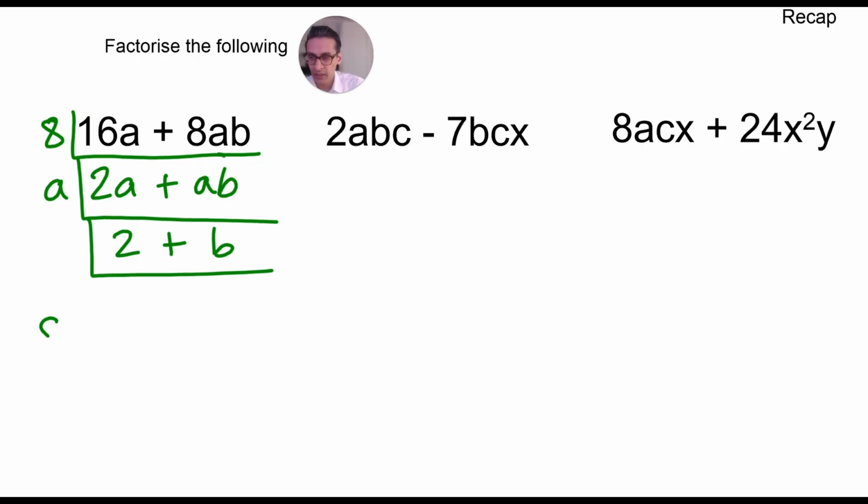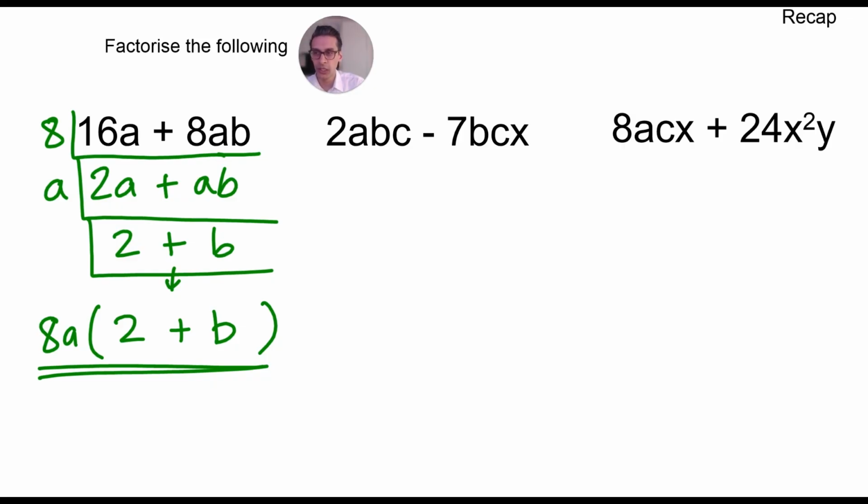So outside of the bracket I have 8a, inside of the bracket, I just have this thing, which is 2 plus b. So this is your answer. This has been factorized fully.